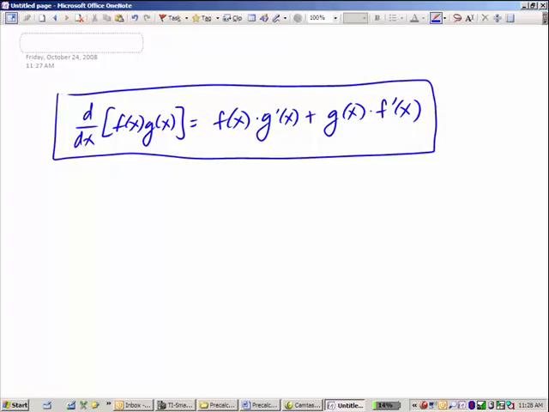If you have the product of two functions and you're taking the derivative, it's the first function times the derivative of the second, plus the second function times the derivative of the first. Wait, how would I write that not in that notation? This is probably the best way to write it.